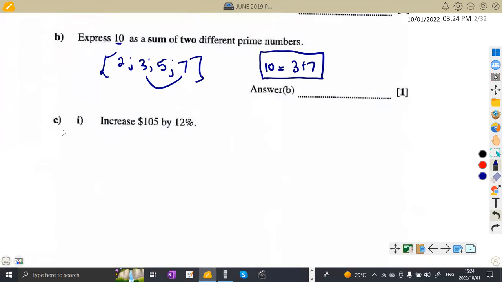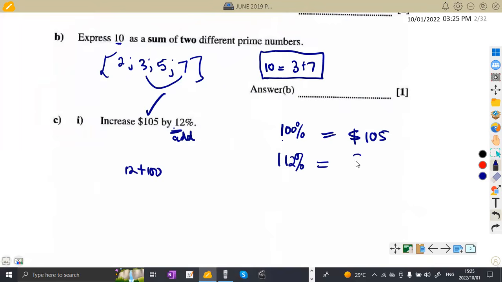All right. Then item C(i): increase $105 by 12%. Guys, I talked about this: if you are told to increase by a certain percentage, you know that the amount you are given is at 100%. So at 100%, we are given $105. Now there is an increase of 12%. For an increase, you have to add. So we add 12% on this 100, which is going to be 112%. That's 12 plus 100, which is 112%.